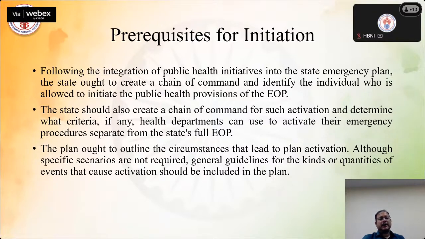That means health departments, or the public health initiative department, are everywhere to help us out so that we can cross-check that the situation can be mitigated and no community is affected. The state should also create a chain of command for such activation, determine what criteria, if any, health departments can use to activate their emergency procedures separate from the full state's emergency procedures, and the plan ought to outline the circumstances that lead to plan activation. Although specific scenarios are not required, general guidance for the kind or quantities of events that cause activation should be included in the plan.